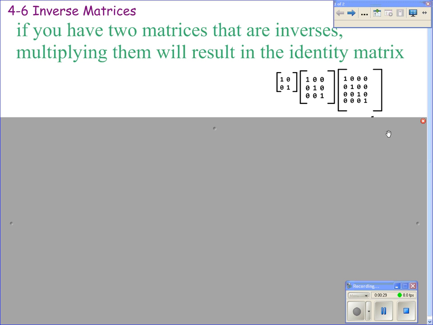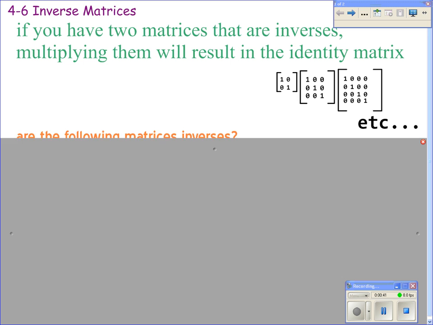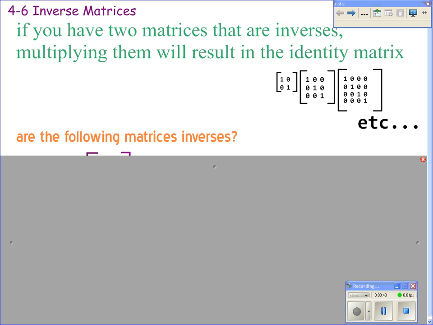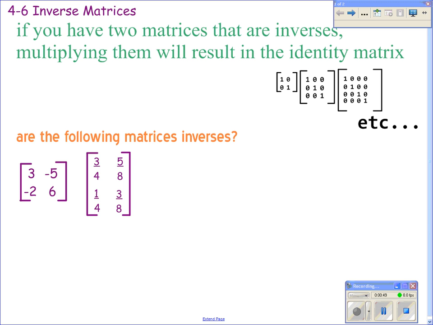One, they'll give you two matrices and ask if they're inverses of each other. So we'll check it by multiplying to see if we get this answer. And then the other is finding the inverse, and I'll show you that on the next slide. All right, so here's the first example. We're going to check to see if two matrices are inverses of each other. So again, in order to figure that out, we need to multiply them. So this is a good review of multiplying matrices.